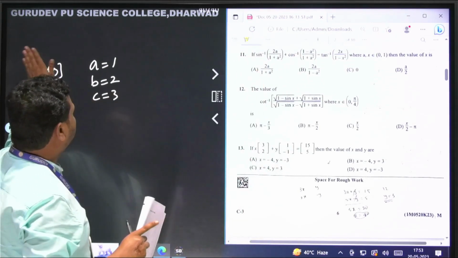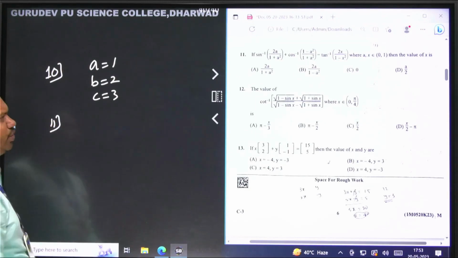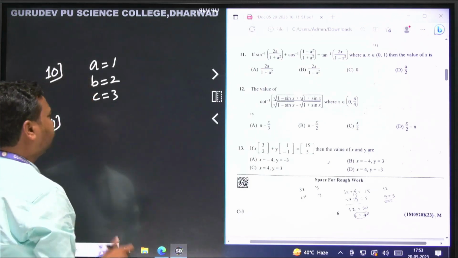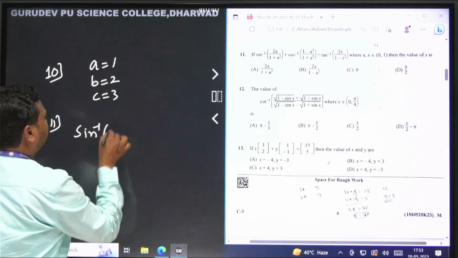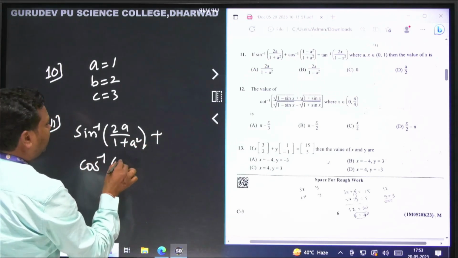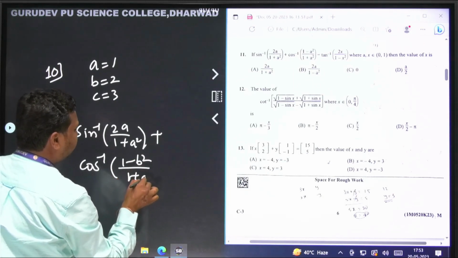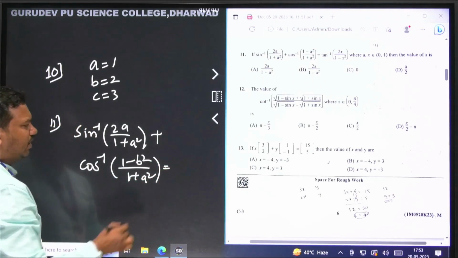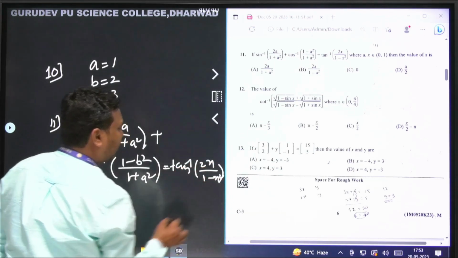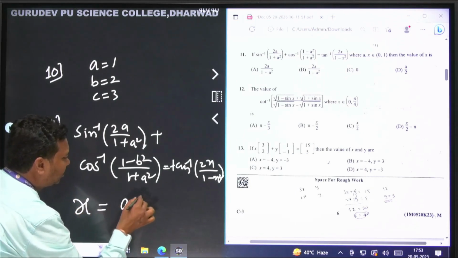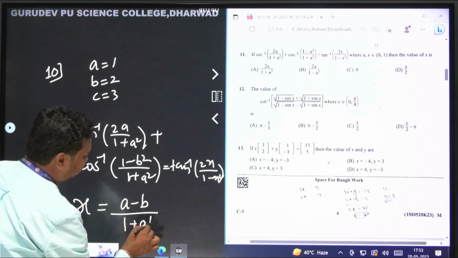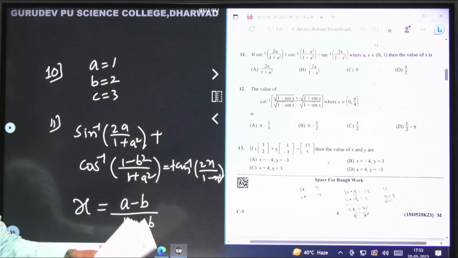11th question. So, in the 11th question, once again, don't you think it is one of the standard forms? There is a beautiful shortcut for this problem. Please notice: sine inverse of 2a divided by 1 plus a square plus cos inverse of 1 minus b square divided by 1 plus b square is always equal to tan inverse of 2x divided by 1 minus x square, where x is always equal to, notice my dear students, (a minus b) divided by (1 plus ab), right?